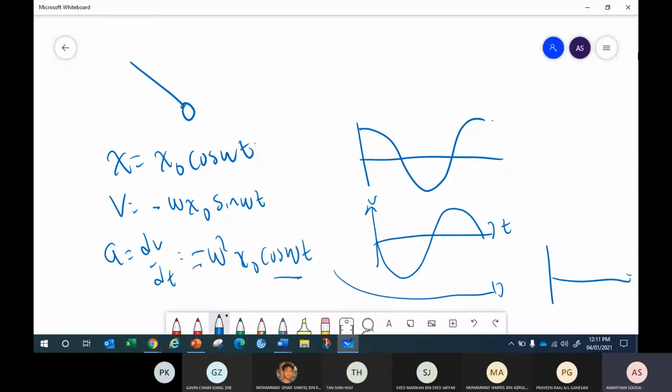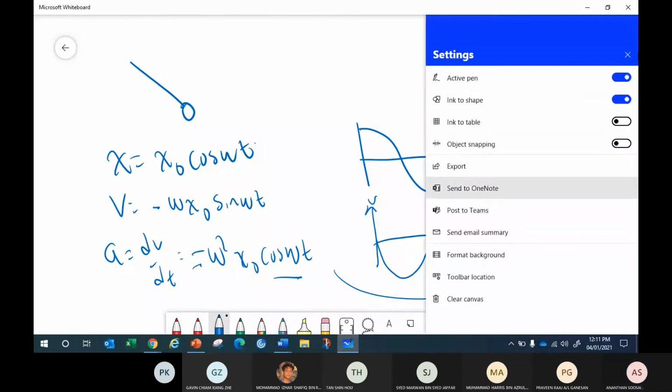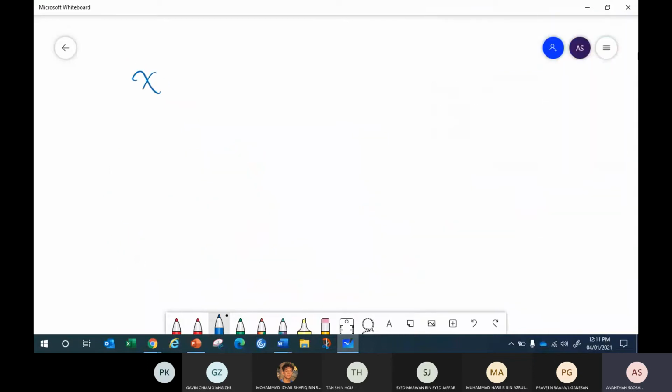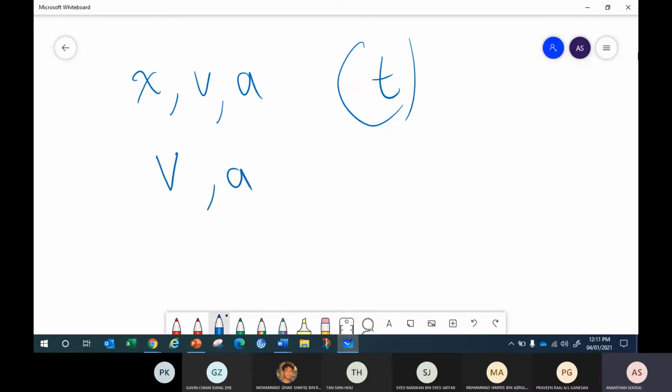So it's going to be a negative cos. Okay, negative cos. So these are the 3 graphs for the sine. Now you have already achieved a situation where you can find displacement, velocity, and acceleration at any given time. Now what we want is to find the velocity and acceleration at a given displacement.